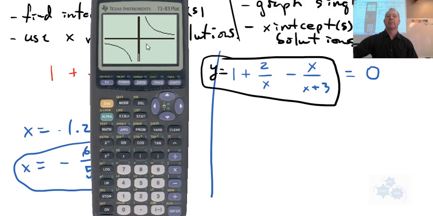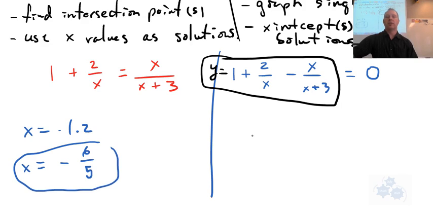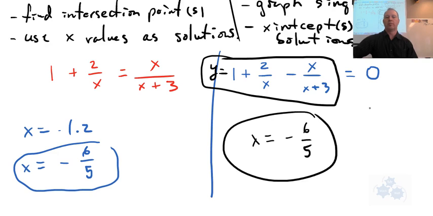All right? So one solution: x equals negative 6 over 5, or negative 1.2. Wait, what about x equals negative 3? It's the asymptote, which means it's restricted. Okay, so x equals 0 is a restricted value.